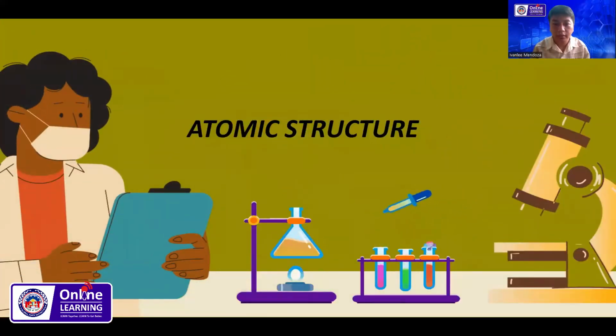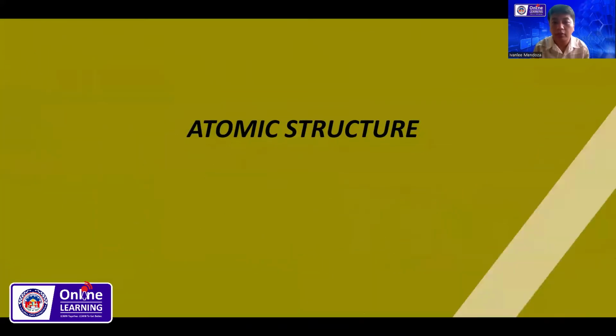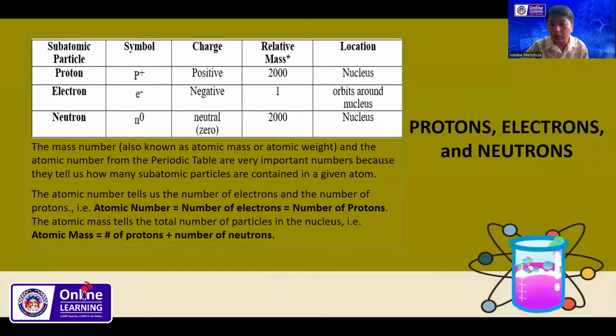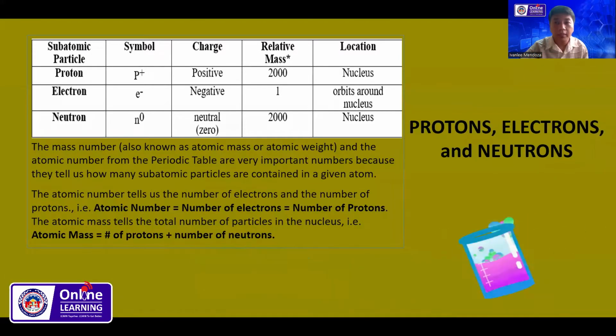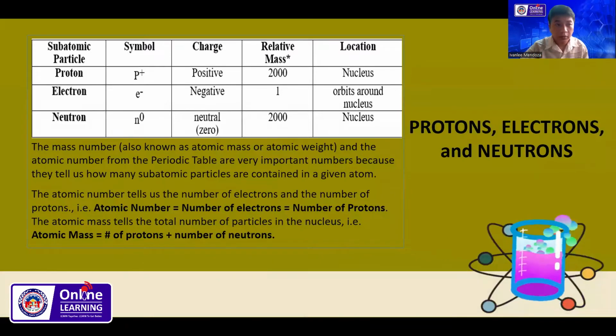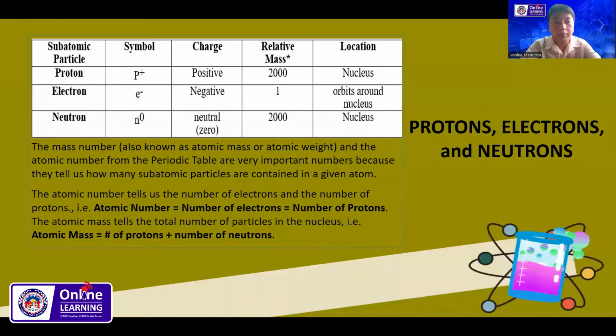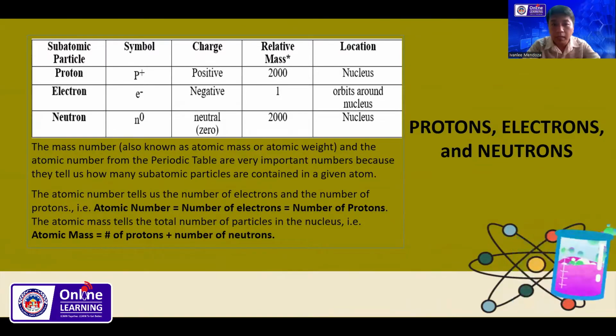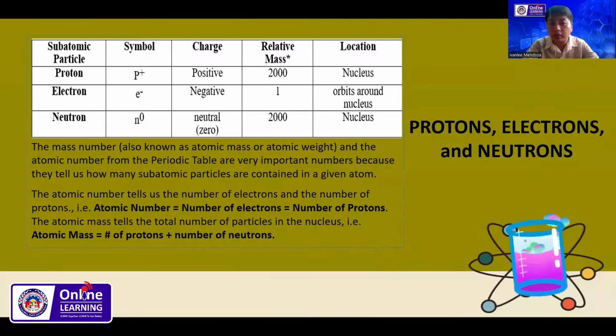For today, let us proceed to the next chapter, which is about atomic structure. Let us start with the protons, electrons, and neutrons, which are what we call the elementary particles of the atom. For the subatomic particles, we have the proton, with the symbol P+, the charge is positive, the relative mass is 2000, and the location is at the nucleus.